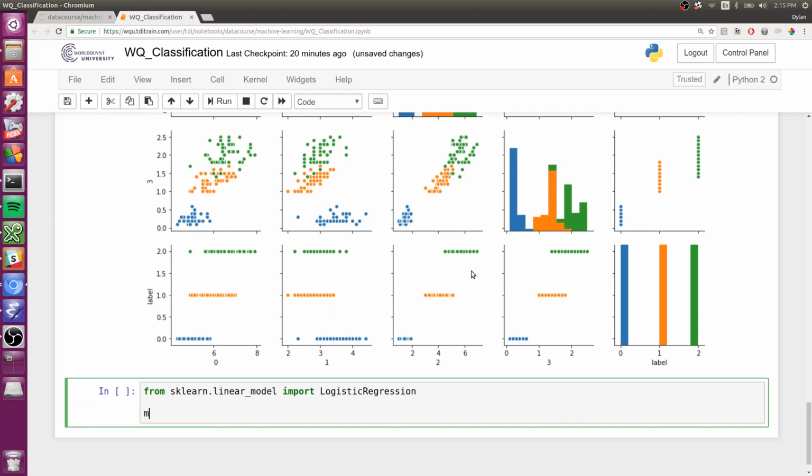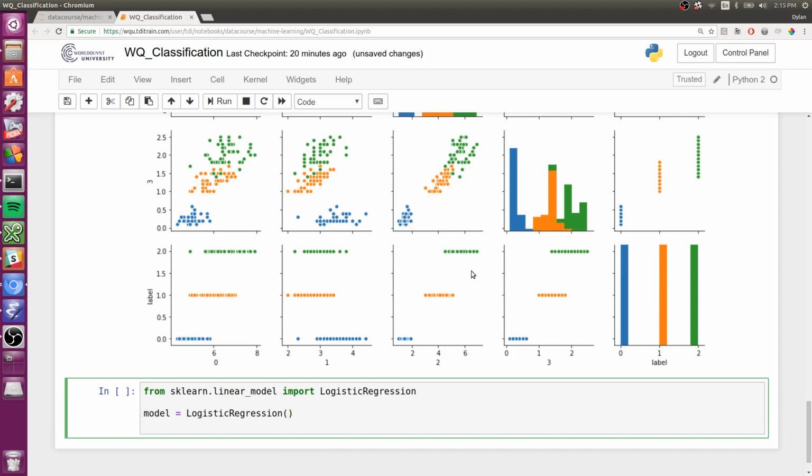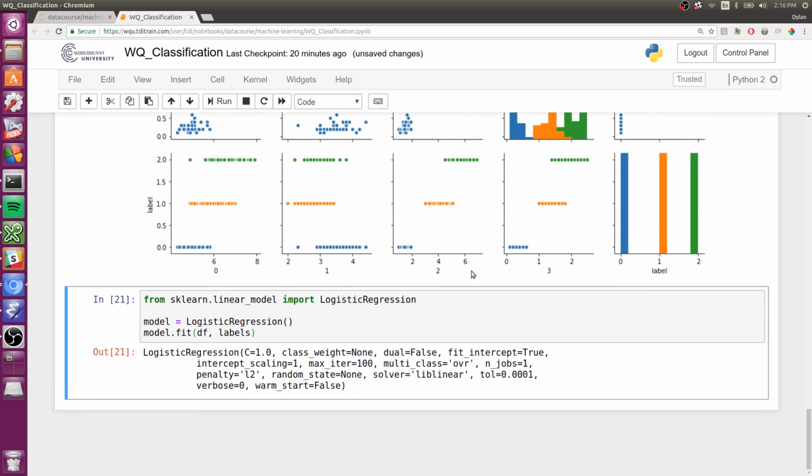So go ahead and make one of these objects. And just like basically any estimator in scikit-learn, we can fit that model to the data. So now we have a fitted model.